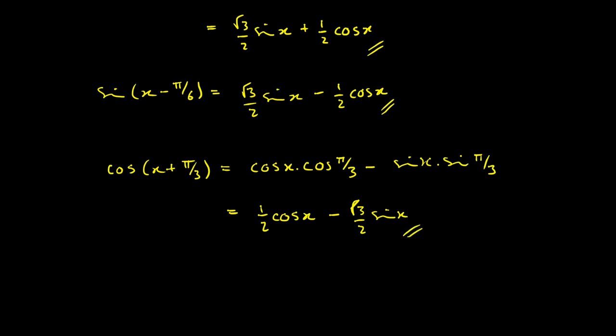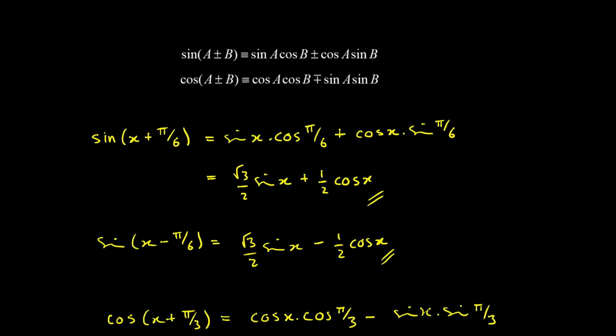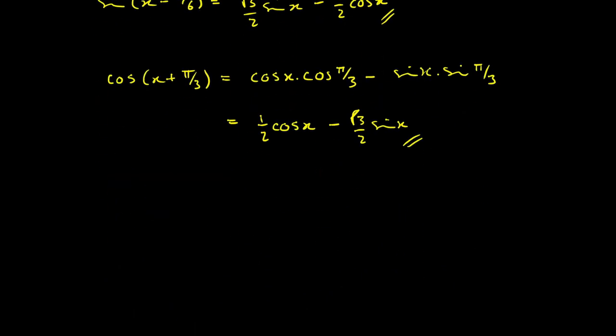And again, if we do cos of x minus pi by 3, the only thing that's going to change is that negative sign in the middle, right? So instead of being negative, it's going to become a positive if we check the formula. So we can repeat this, but change that negative into a positive. So I'm going to get a half cos x plus root 3 upon 2 sine x.